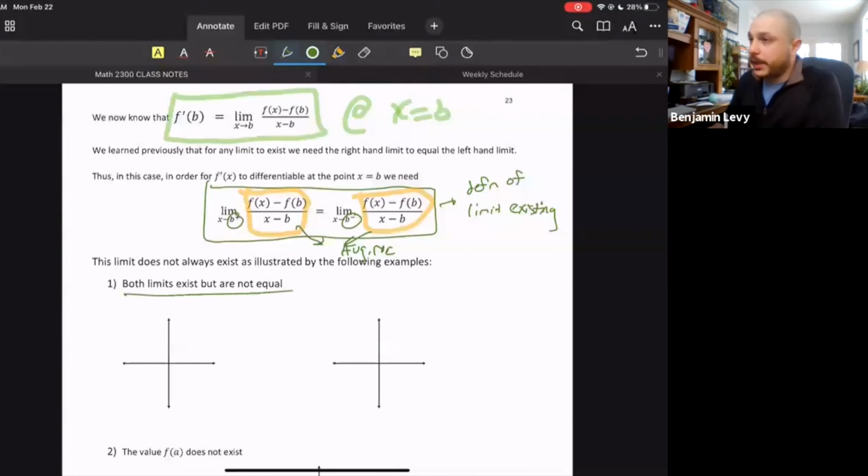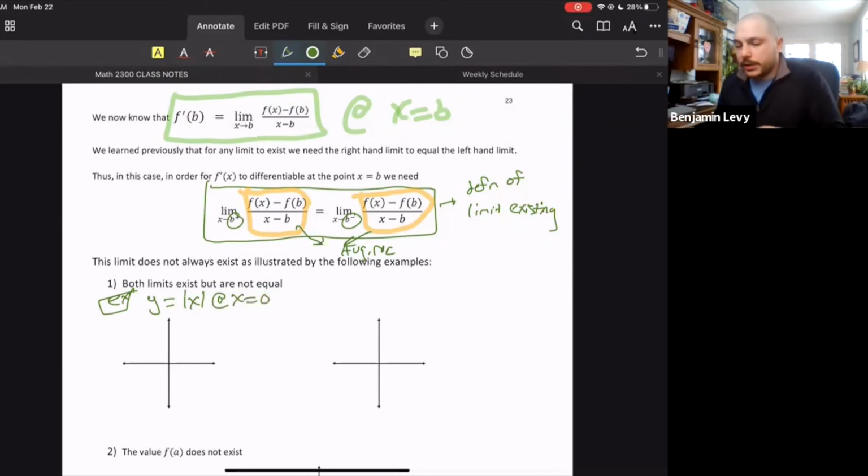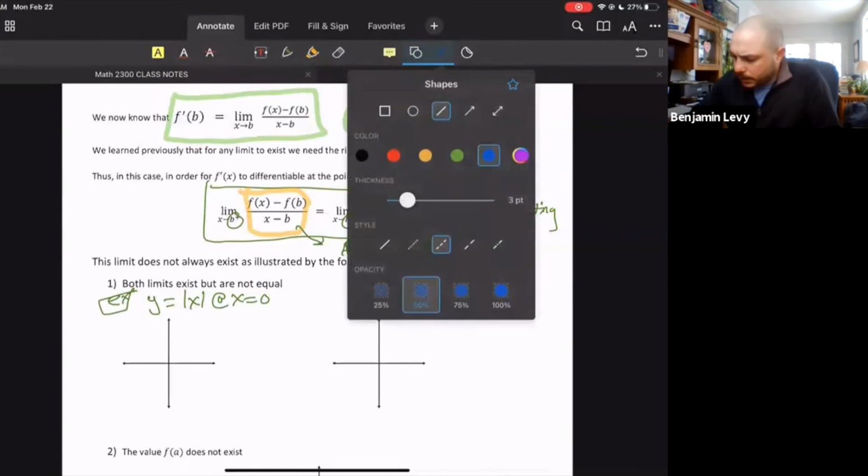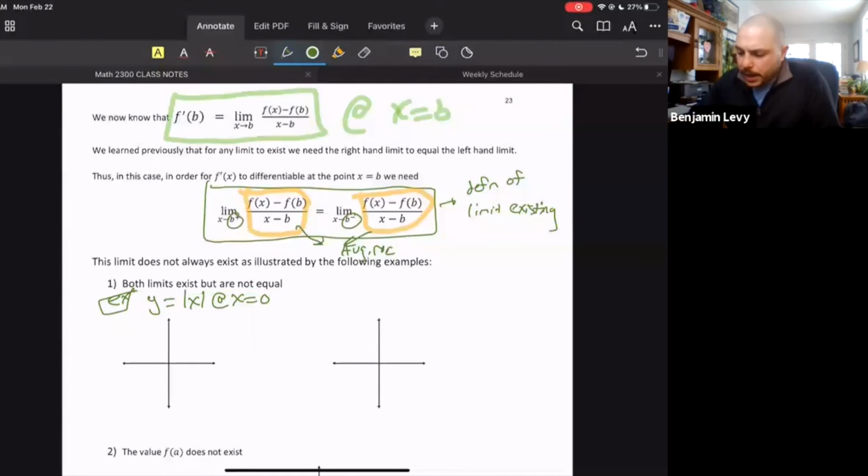One way this might not work is if both limits exist but are not equal. For example, if we have the absolute value of x, specifically at x equals 0, something funky happens in that case. If you remember what the absolute value looks like, it just looks like a v. It does this kind of thing, and it creates a 90-degree angle right at 0.